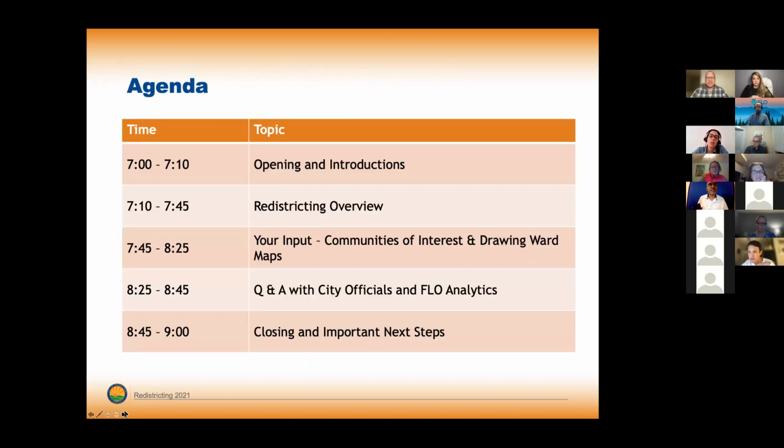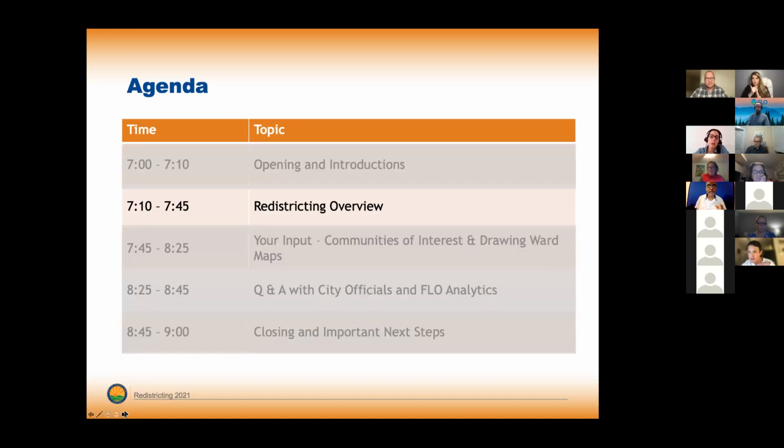And finally, here's our agenda. We're just a little bit behind, but I have no doubt we will be just fine. We're starting off with our opening introductions. We're going to move shortly into a redistricting overview. We'll then move into some participant input focused on communities of interest, as well as a review of the map tool that Ben from Flow Analytics will walk us through. There will be a Q&A with city officials and Claire with Flow Analytics, and then we'll close out with some important next steps. We have until 9 p.m. So we'll see how the evening goes, but that's the plan right there for our evening.